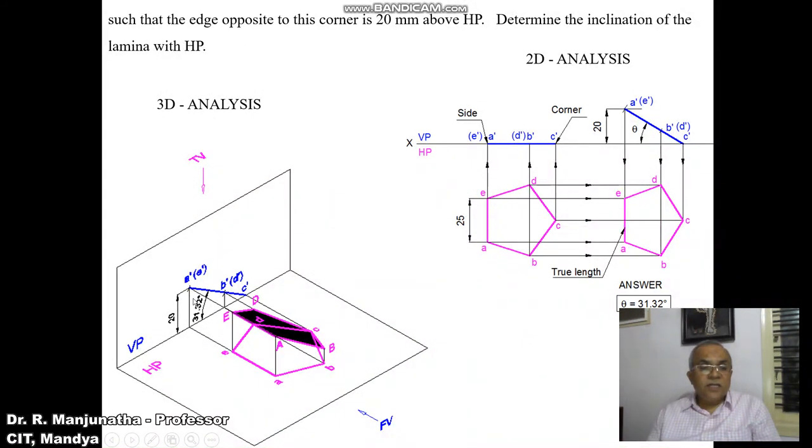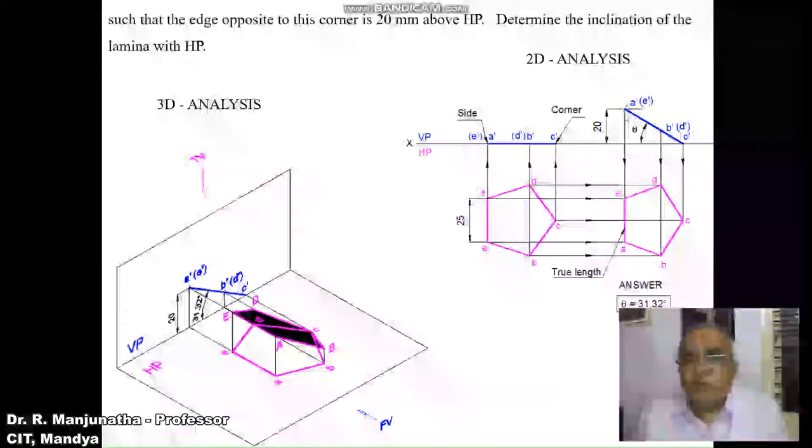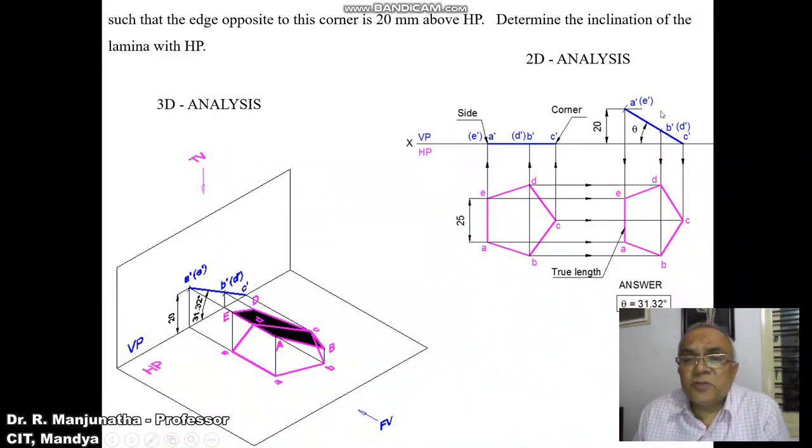As it is seen, the side above HP by 20 mm is parallel to HP. So we can see the true length in HP, that is AE, is going to be the true length. So that is what we have shown here. One end is a side and the opposite to that is a corner. Since the corner is resting on HP, you consider the corner here C dash and then draw this line, and then draw a vertical projector, because you have taken 20 mm above HP. So you measure from here to here and cut an arc.